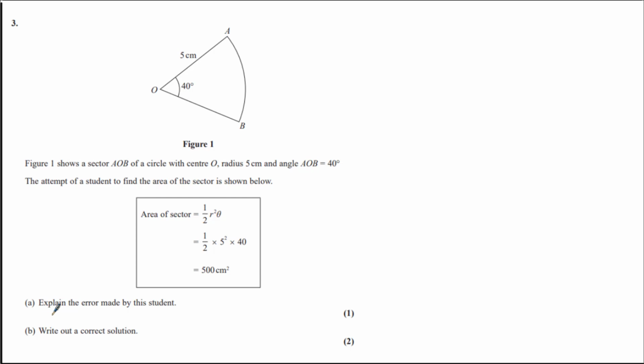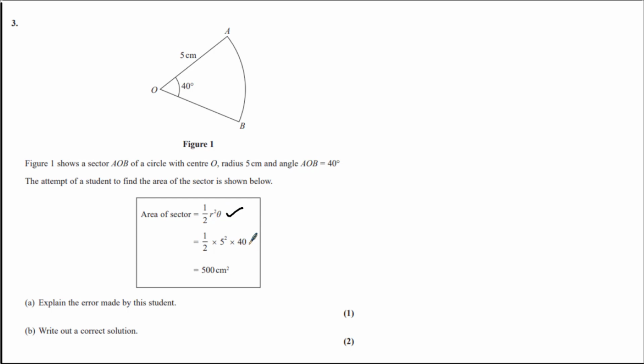Part A asks us to explain the error made by the student, and this is a 1 mark question. Going through the student's calculations line by line, we see that the student has written that the area of a sector is equal to a half r squared theta, which is correct. The student then substitutes the value of r is equal to 5 and theta is equal to 40.